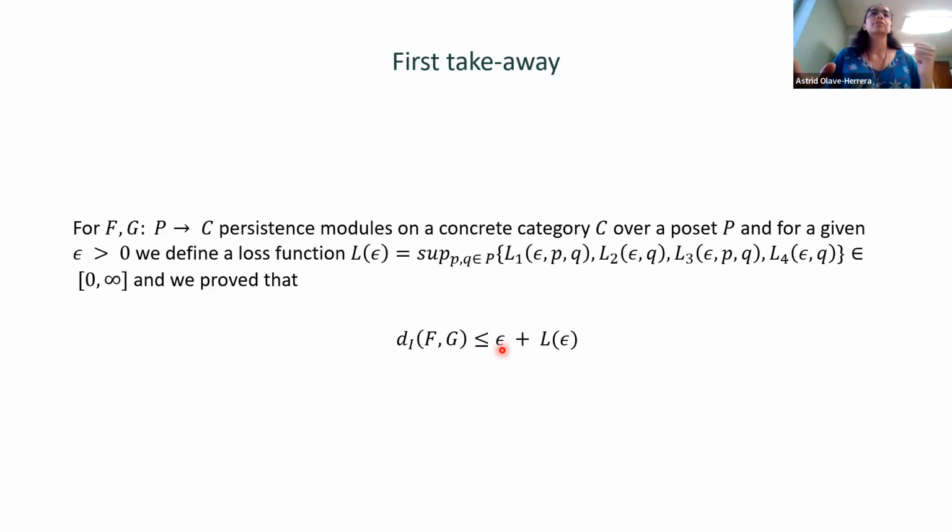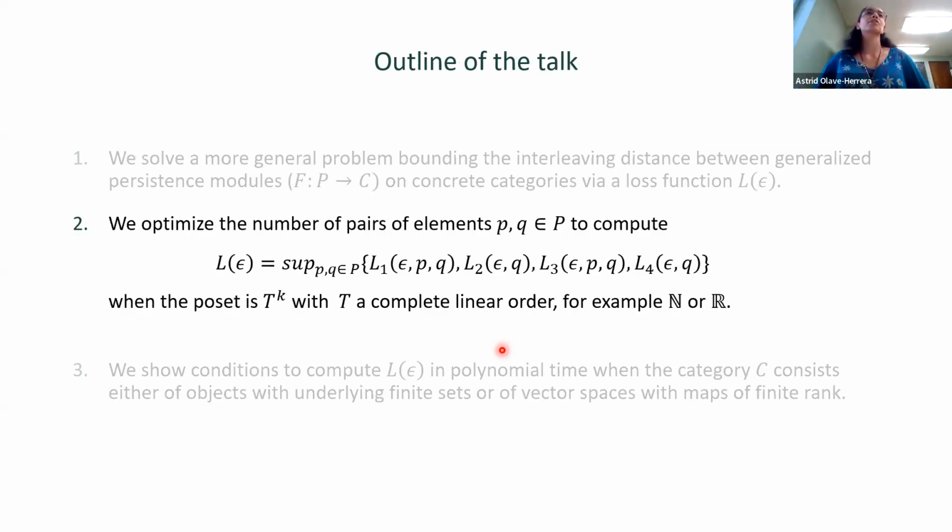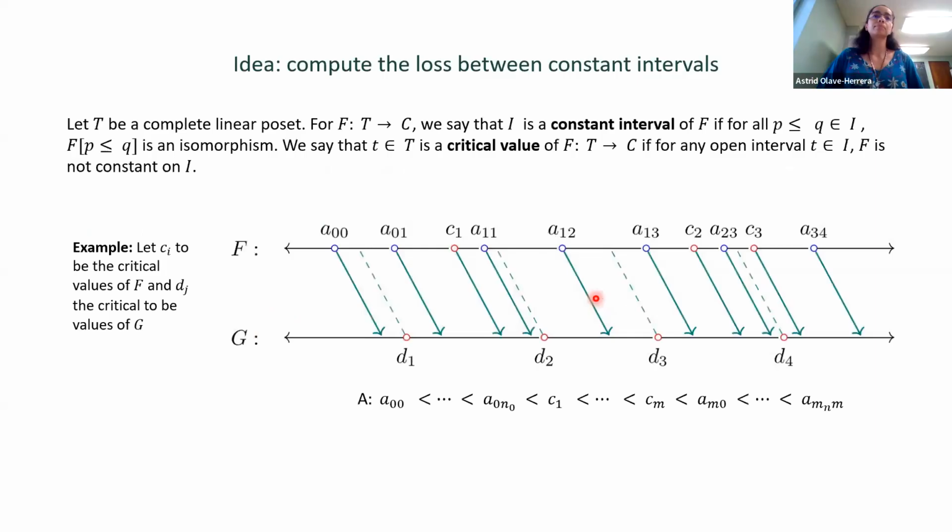And it's 11:20, perfect. Second part of the talk. So now we want to optimize this L epsilon. We saw that they depend on the elements in the poset. Now this should be a less or equal. And now we want to make a finite number of them, in particular when the poset is a product of complete linear orders. So that's the second step. We want to optimize this thing. So I'm going to try to show the idea.